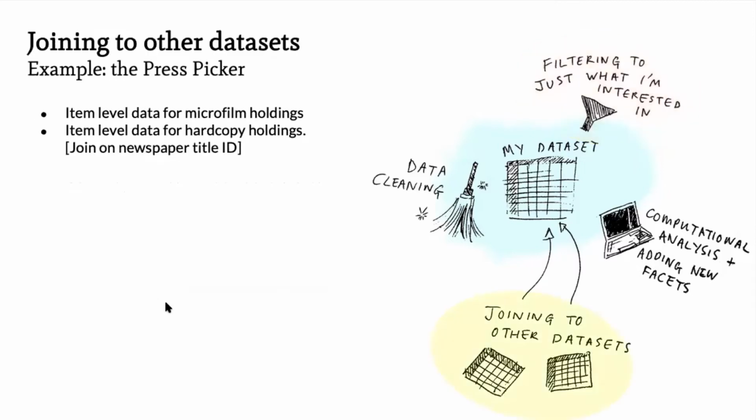We might need to join to other data sets. We started with this title level, sort of master high level data set. But in the visualization, it shows the number of microfilm holdings per year and also the number of hard copy holdings per year. Those had to come from separate spreadsheets. We had to request those and then join them to our main data set. So you might need to join in other data.